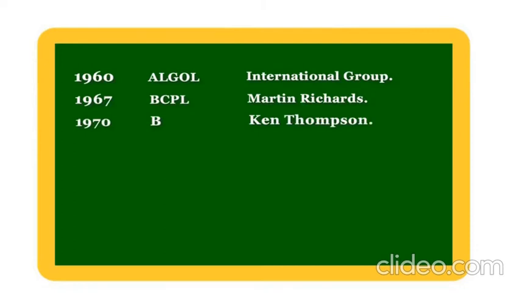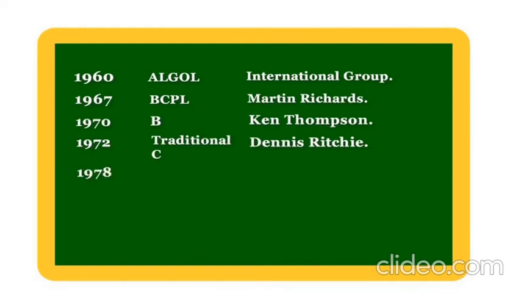Let's see the evolution of the C programming language. In 1960, Algol was introduced by an International Group. In 1967, BCPL was introduced by Martin Richards. In 1970, B was introduced by Ken Thompson. In 1972, traditional C was introduced by Denis Ritchie. And in 1978, K&R C was introduced by Kernighan and Ritchie.